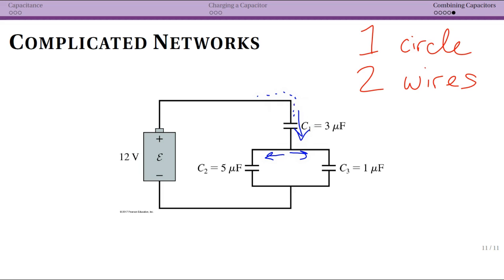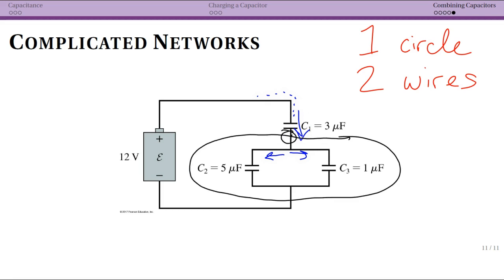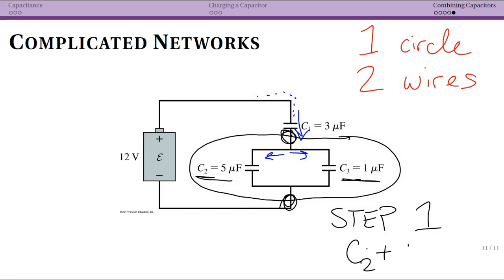So the circle you want to start by drawing here is this one. It has two wires that it intersects, and it has two capacitors in it. What this means is that this is your step one. You combine C2 and C3 together. And remember, you can't just add them. Oh, sorry, you can in this case just add them because they're in parallel. So this actually allows us to create one equivalent capacitor, but only for those two.